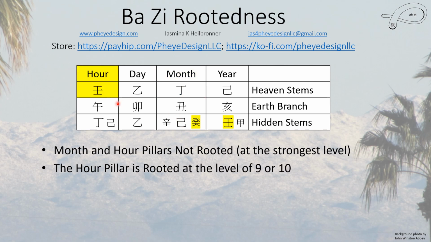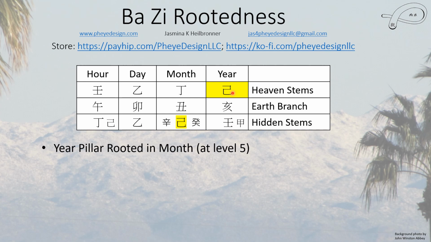The hour pillar is rooted at the 9 level and the 10 level. So this is the 9 level, and this is the 10 level. So it is also rooted, and it has 2 roots, so that may make it a little stronger. So it means that maybe my ideas and my investments, and I don't have any children, but if I did have children, things would be smoother with them than with my career because my month only had 1.